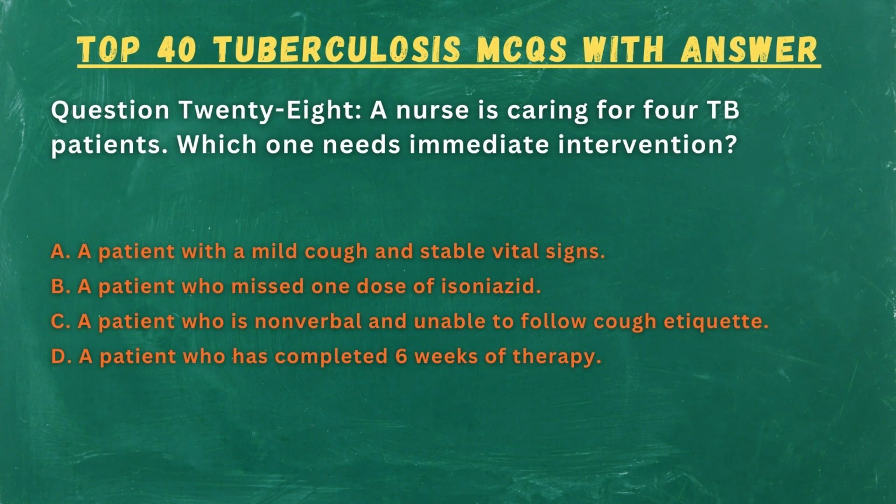Question 28. A nurse is caring for 4 TB patients. Which one needs immediate intervention? A. A patient with a mild cough and stable vital signs. B. A patient who missed 1 dose of isoniazid. C. A patient who is nonverbal and unable to follow cough etiquette. D. A patient who has completed 6 weeks of therapy.